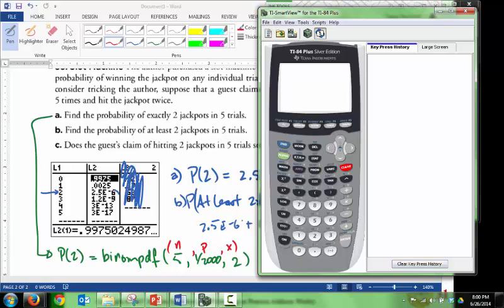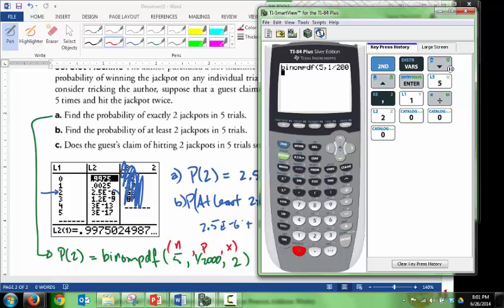So, if you can remember where the binomial PDF is again, that's under second and vars, so that's distributions. And then scroll down to binomial PDF. Remember the PDF, not the CDF. So the PDF, and then I'll put in my n, comma, I'll put in my p, comma, and now I add in my last input, which is my 2. And then that's pretty much the same number as what I got in the table.